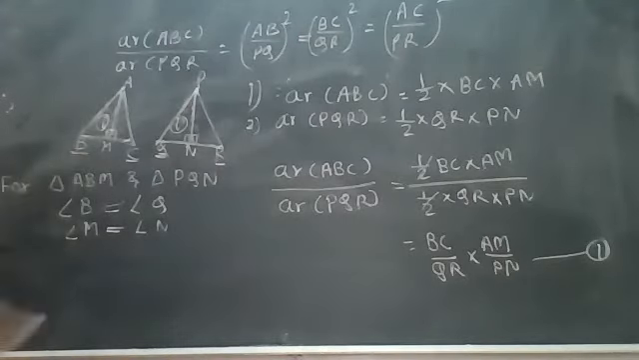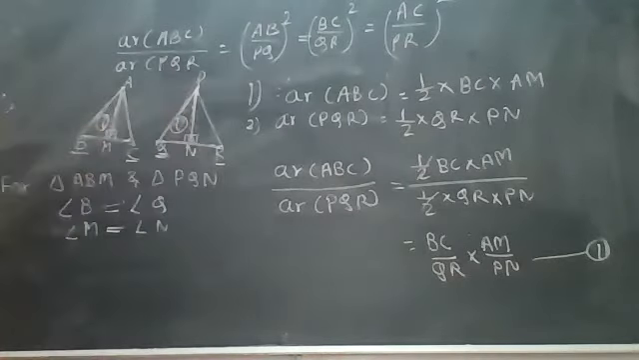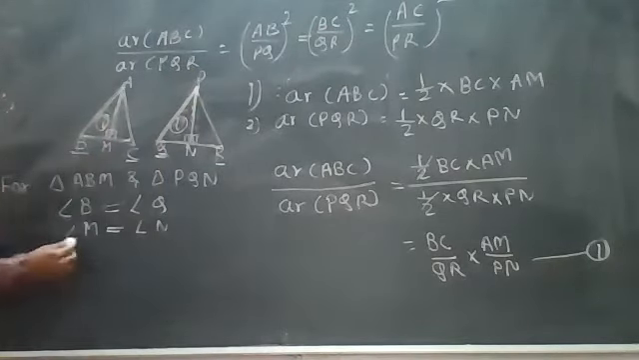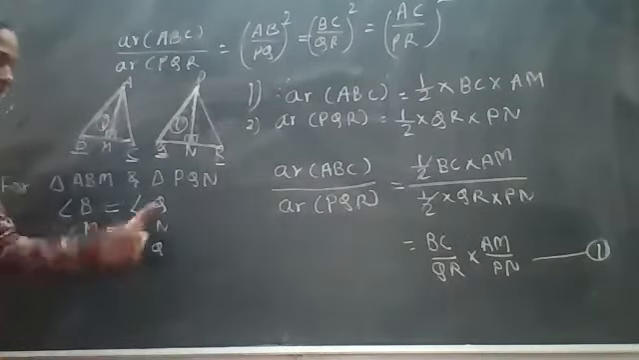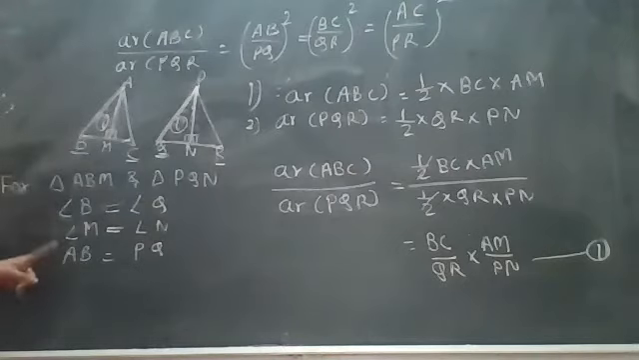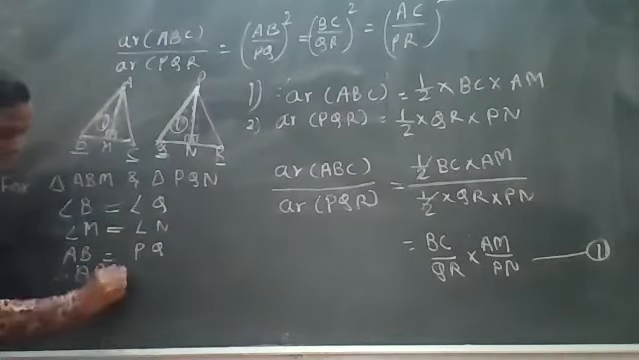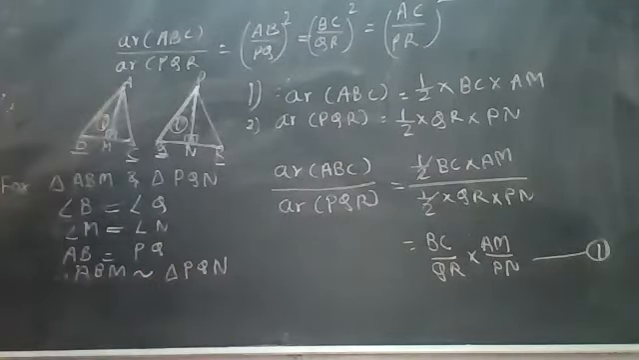Yes, ma'am. So what can we write? Second, AM is also equal to AN, and we can also write AB is equal to PQ. So we can write this. What will become? Angle, side and angle. So we can say that triangle ABN is congruent to triangle PQN. Both the triangles are congruent to each other.